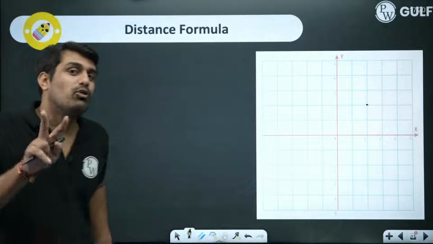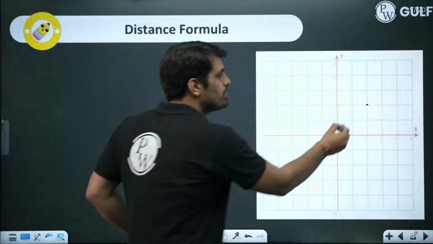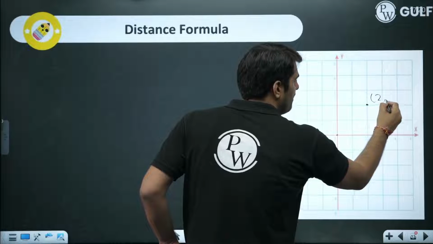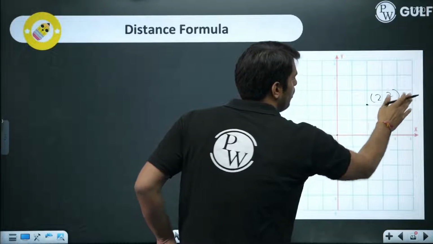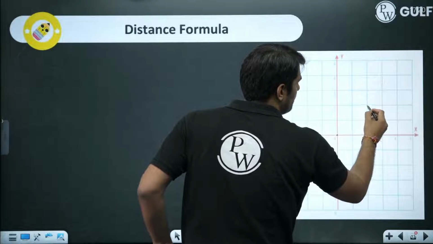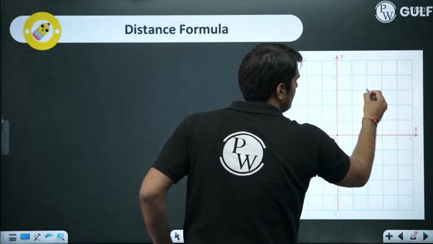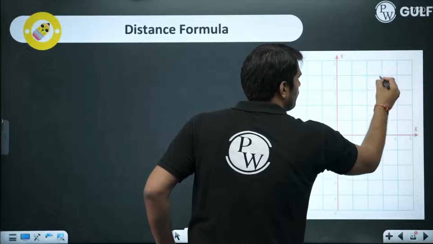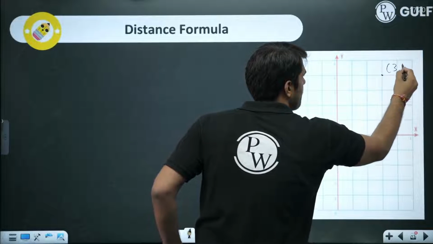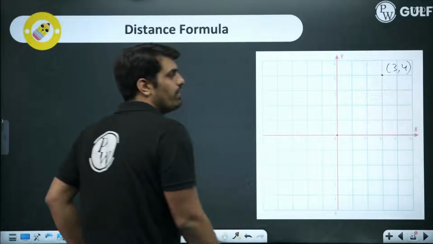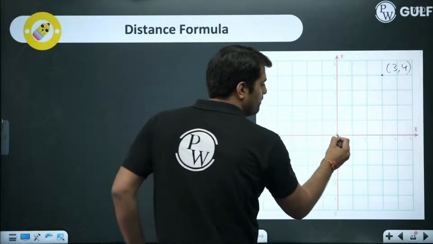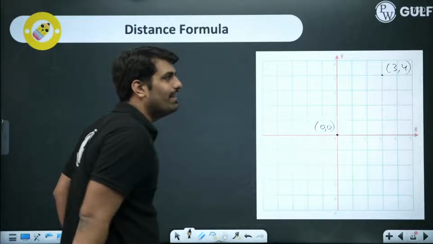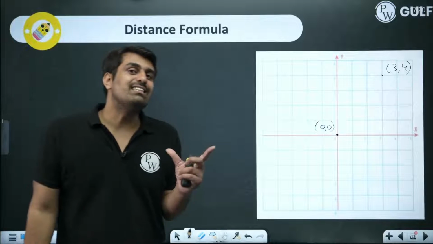But if I talk about two different points, let me talk about this particular point from origin. So this point, let it be 2 comma 2. Or let me take up 2 comma 3. Or let me take 3 comma 4. This is the point 3 comma 4 over here. And this is the second point which I am interested in, origin, that is 0 comma 0. I hope it is clearly visible. Now I want to find out the distance between these 2 points.